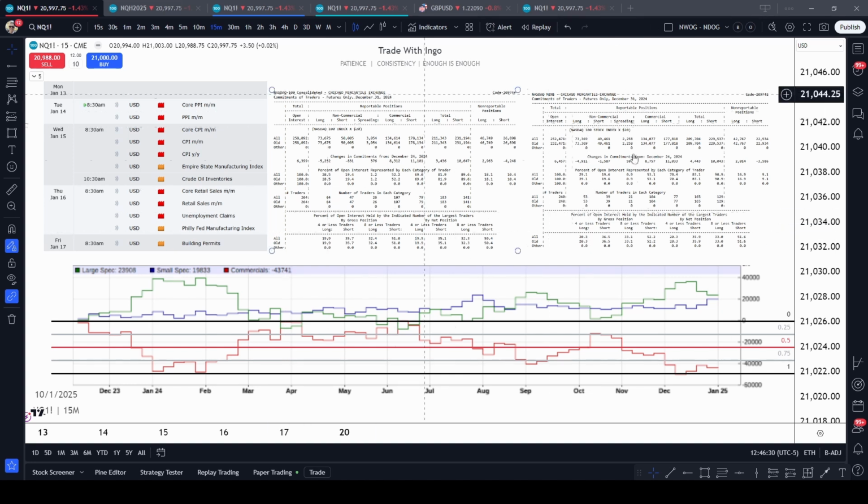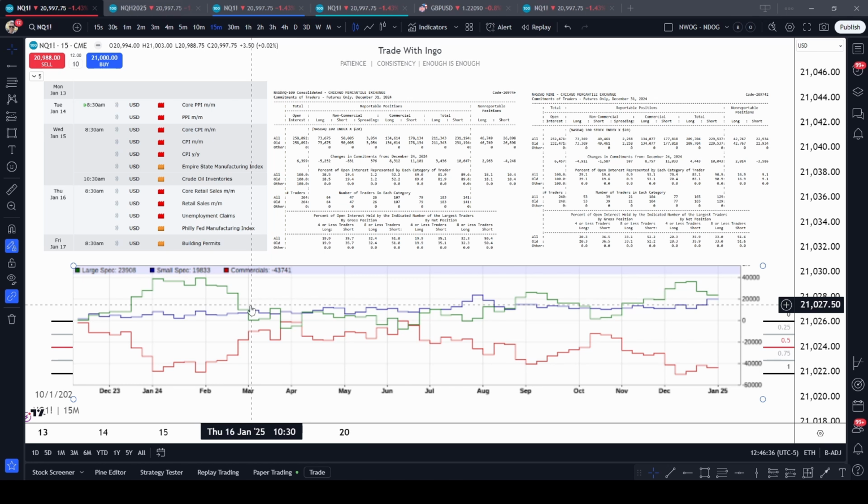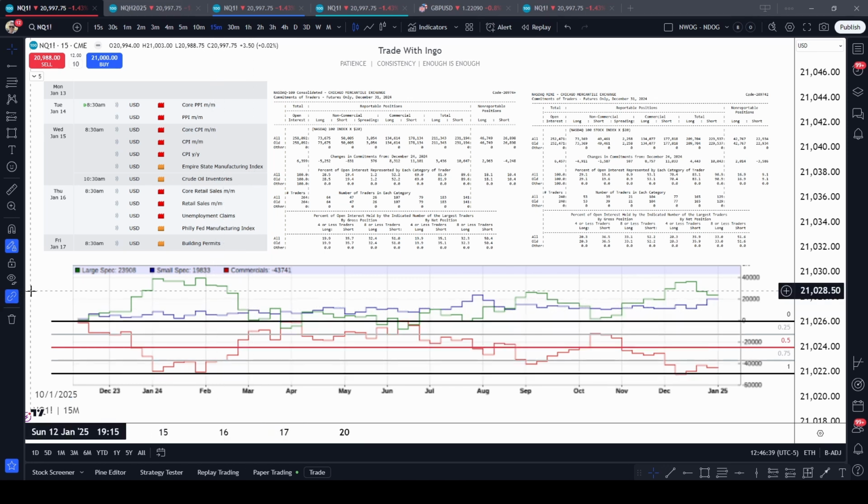Okay, as you can see here, I added some pictures to this empty chart. Let's focus on the bottom one at first. As you can see here, I went to barchart.com as ICT Tadas. Went to barchart.com and I looked into Nasdaq chart and I looked into the commitment of traders report.